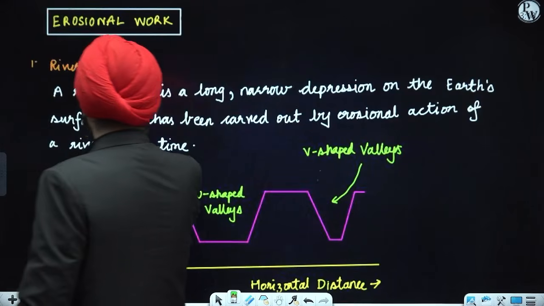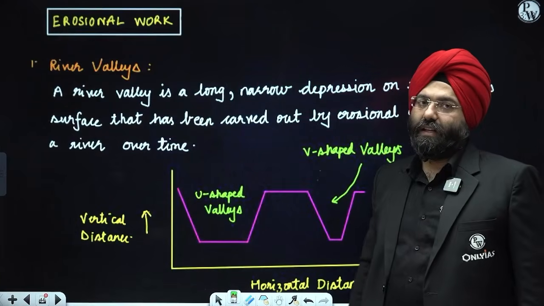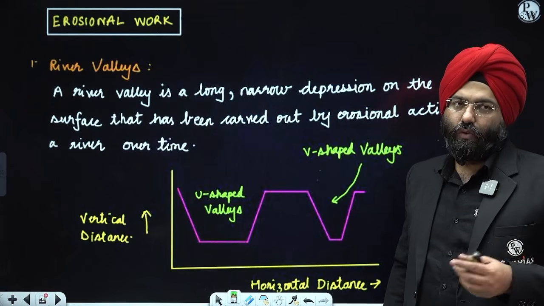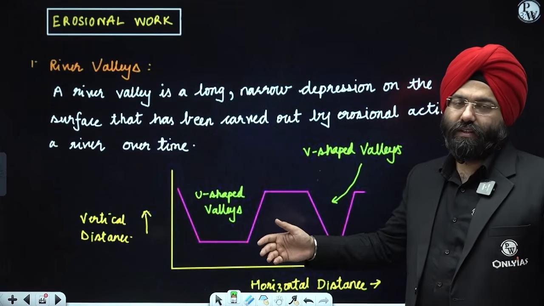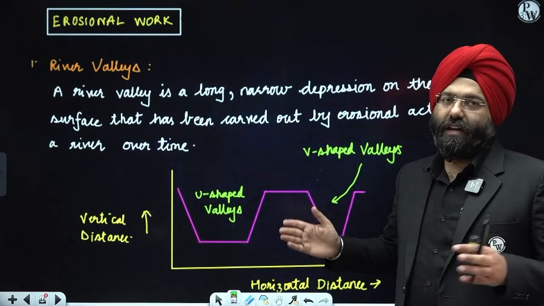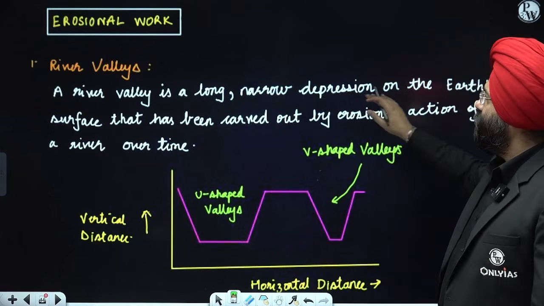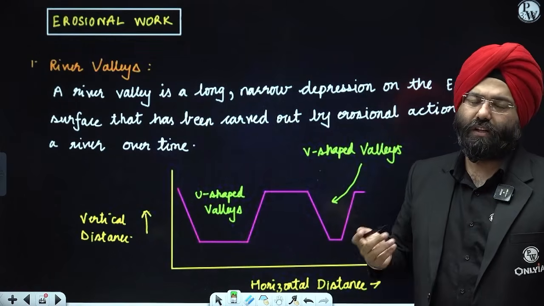Now comes the aspects of erosional features as well as the depositional features by the rivers. If you see the river valleys, if you are in the young phase of the river, you will see V-shaped valleys that are formed. When you go to the mature phase, you will see U-shaped valleys formed. So, river valleys again are long, narrow depressions on the earth's surface which have been carved out by the erosional activities of a river over time.